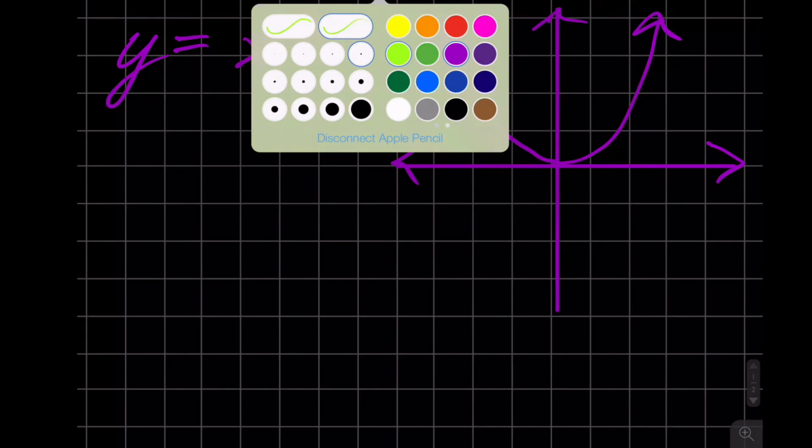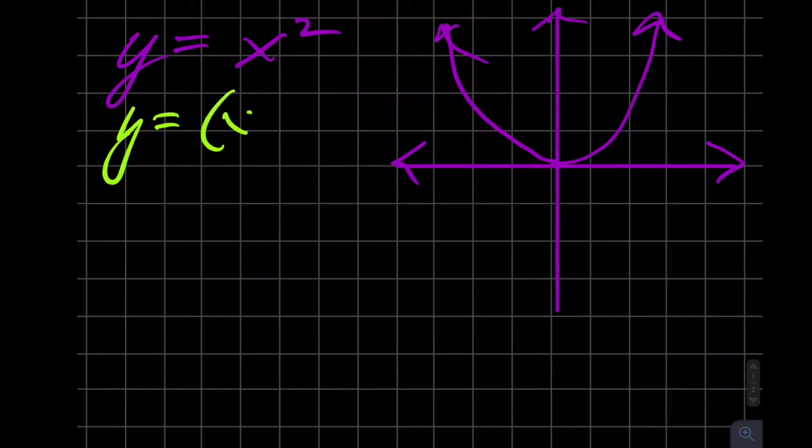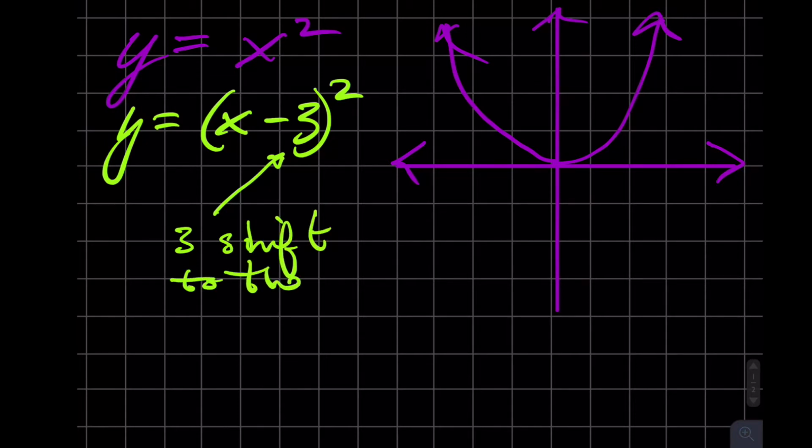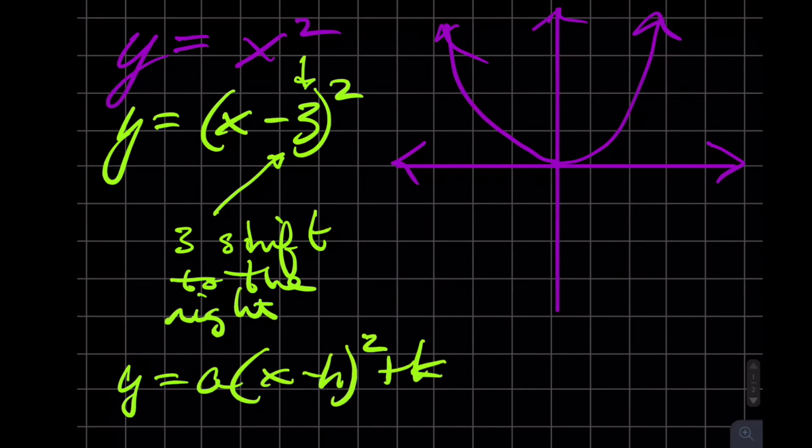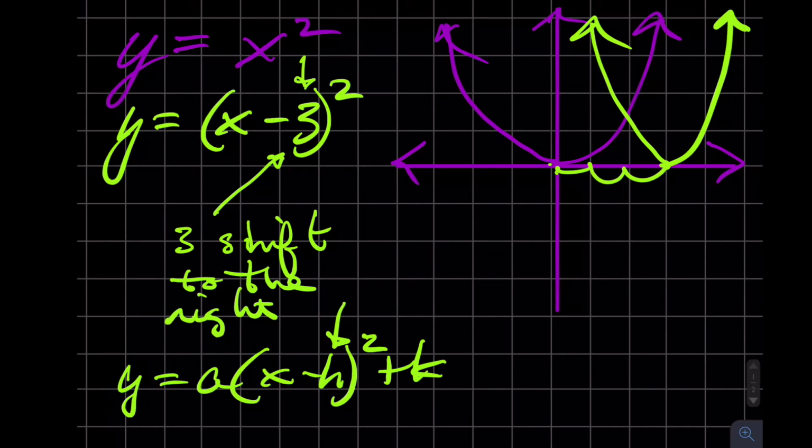And then if I have another function, y equals x minus 3 squared, I'm hoping you recall that this 3 is a shift to the right, because in vertex form of the parabola, x minus h squared plus k, the h value is 3. So that's a shift to the right of 3 units. So the parabola would be exactly the same, except it's over here 3 units to the right.